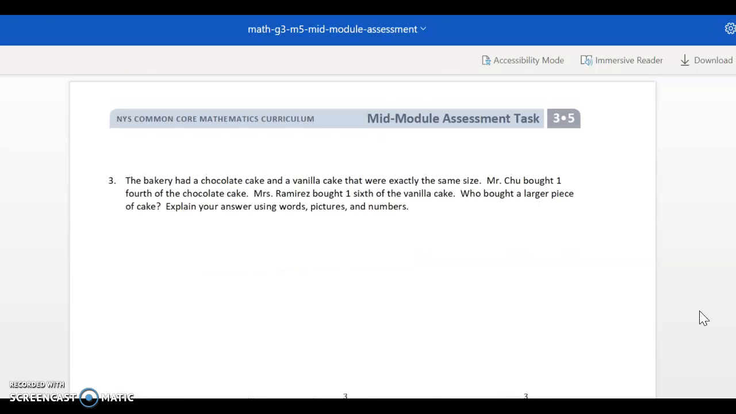The bakery had a chocolate cake and a vanilla cake that were exactly the same size. Mr. Chu bought 1/4 of the chocolate cake. Mrs. Ramirez bought 1/6 of the vanilla cake. Who bought a larger piece of cake? Explain your answer using words, pictures, and numbers.